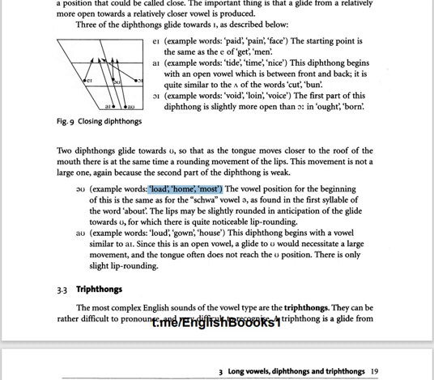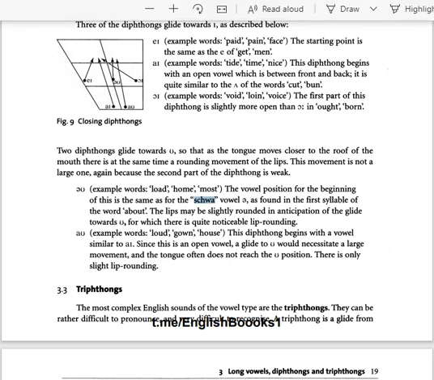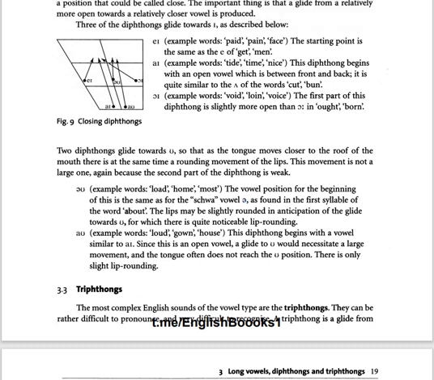The vowel position for the beginning of this is the same as for the schwa, as found in the first syllable of the word about. This is the first sound in the word about. We say about. There is a schwa at the beginning of this word. The lips may be slightly rounded in anticipation of the glide towards the short vowel oo.